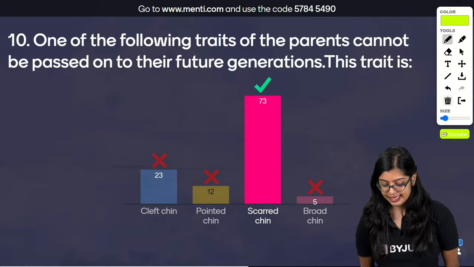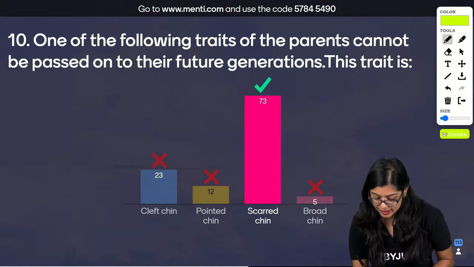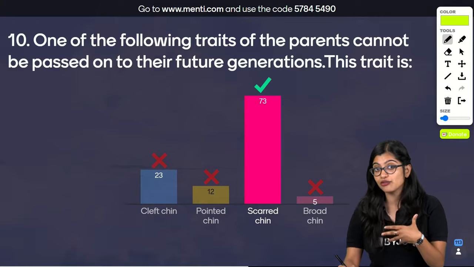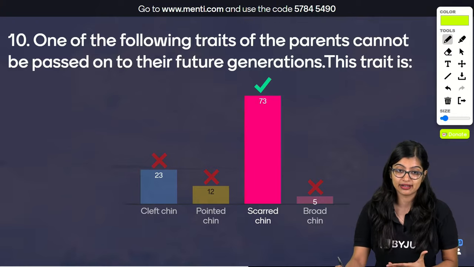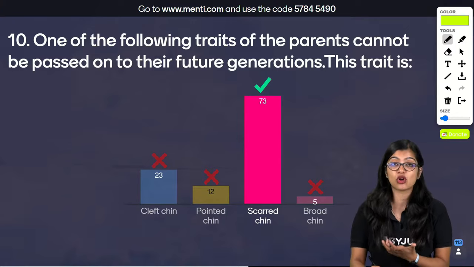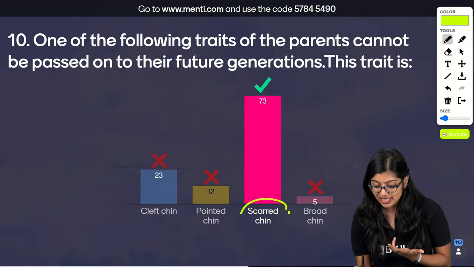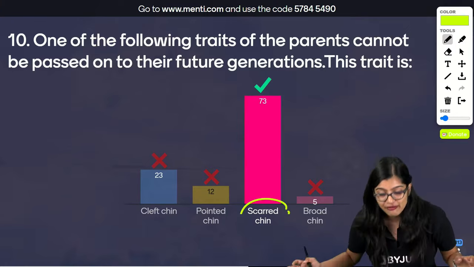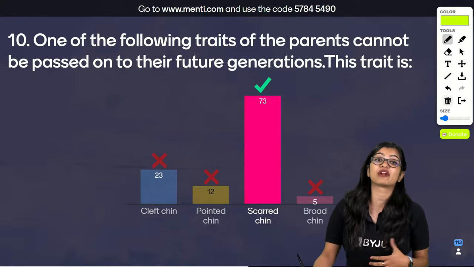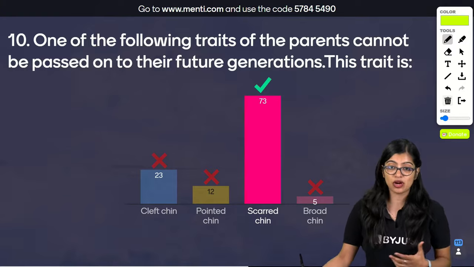Very good. See, pointed chin, broad chin, they are all features which are normally inherited from parent to offspring. Cleft is also a condition which is inherited. But a scarred chin, imagine if I fall down and hurt myself and get a scar. That is not something I get from my parent, right? So that is what we mean by it.